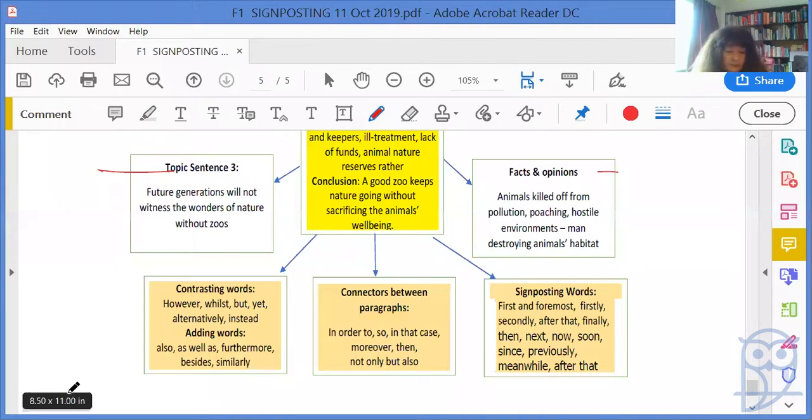And the most important things that we're talking about today are signposting words. This is just a list of words that you might be able to use in your essay. It doesn't matter if you don't use them, at least you've got them there. Contrasting words, words to add more information, connectors between paragraphs, very important, more signposting words.